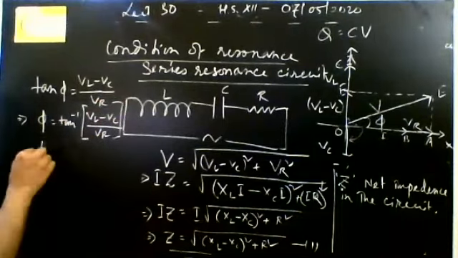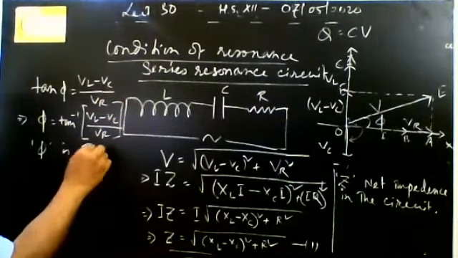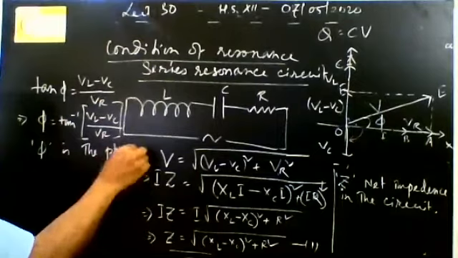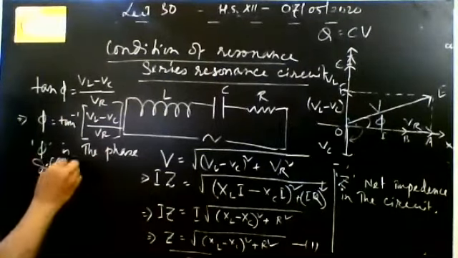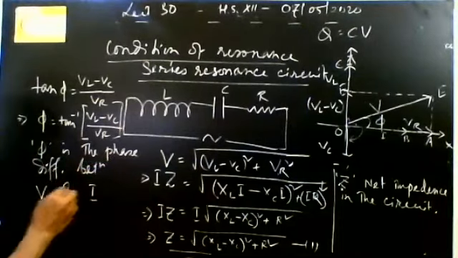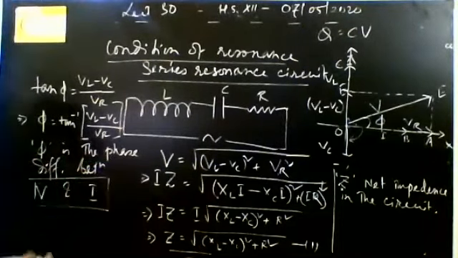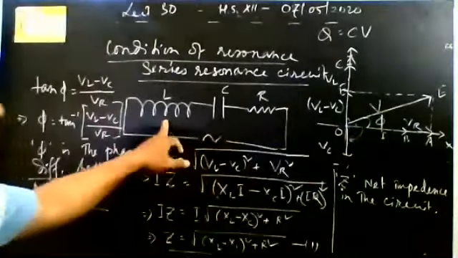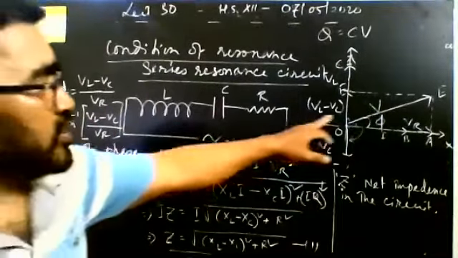Okay. So phi is the phase difference between net voltage V and current. So this is the net voltage in the circuit.